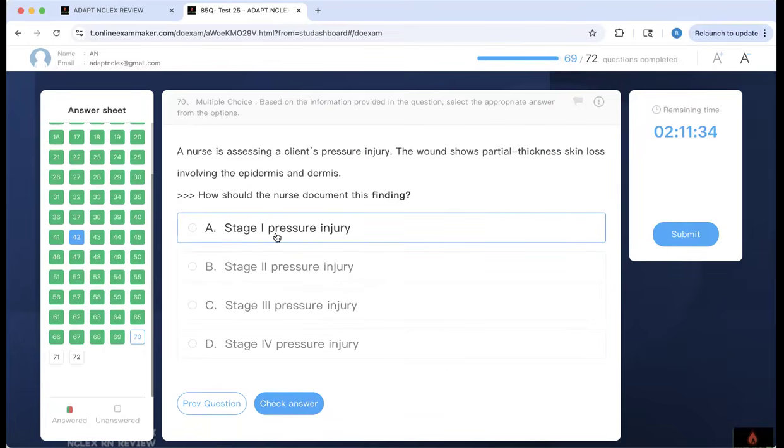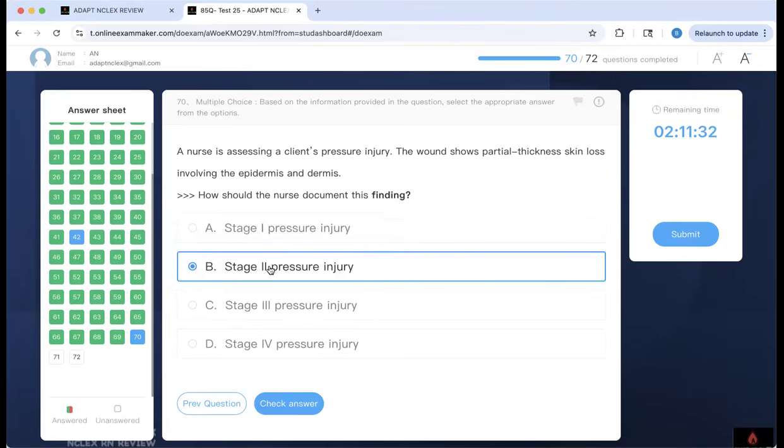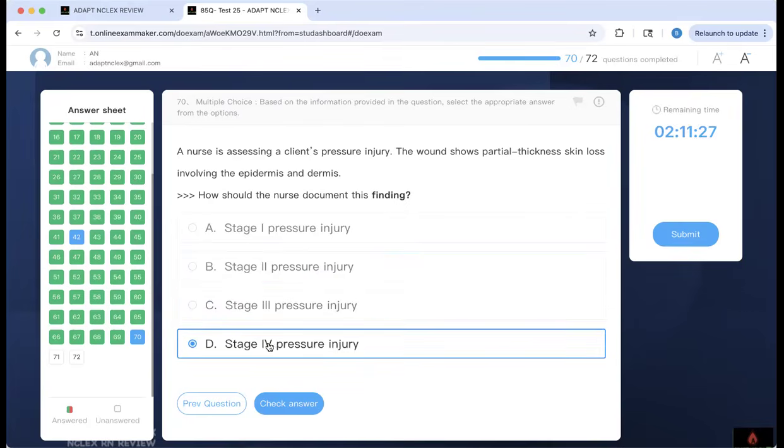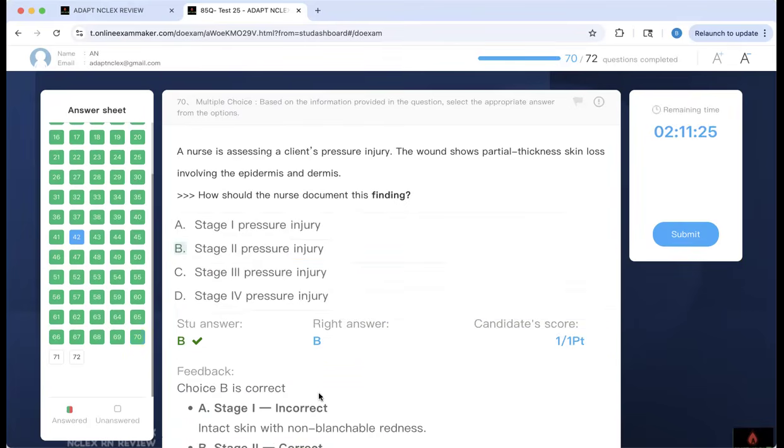Stage 1 is usually superficial. Stage 2 is epidermis and dermis. Stage 3 is deeper. Stage 4, we are seeing bone. Therefore, this is stage 2.